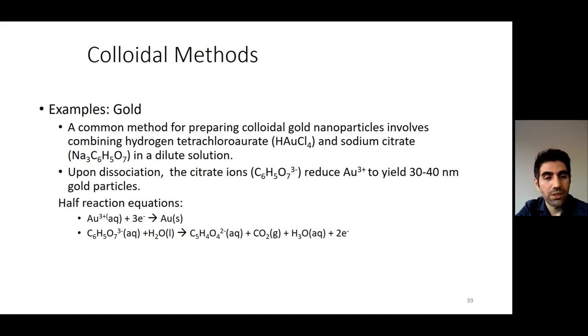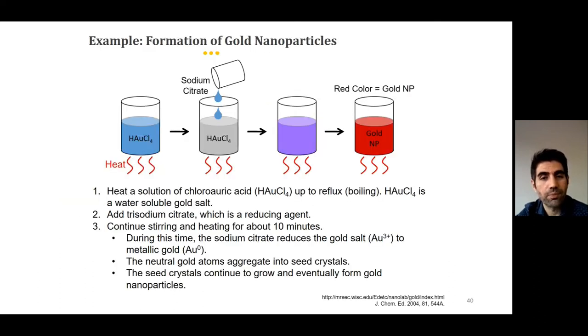I put here just gold as an example. Here, this is colloidal gold nanoparticles that we usually make using hydrogen tetrachloroaurate with sodium citrate. Then we use this citrate to reduce gold cation to produce gold nanoparticles. This is the protocol for fabrication of gold nanoparticles.